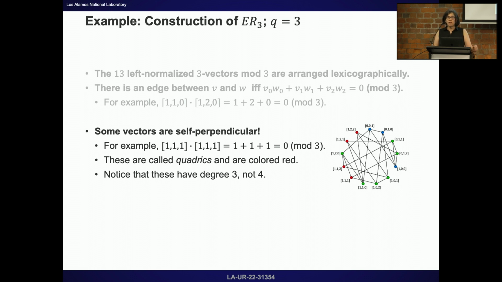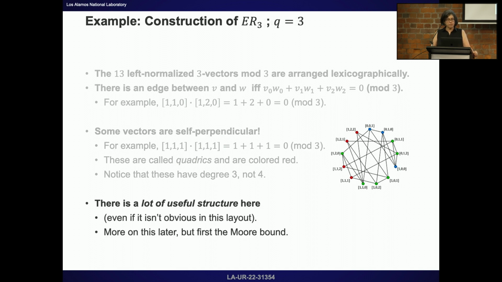And it happens that some vectors are self-perpendicular. That's special. We don't have that in Euclidean space. No vector is perpendicular to itself. But you can see, like, 111 dot 111, you get 0 mod 3. And those vectors have degree 3 and not 4, since we're not counting their little self-loop. And there's a lot of useful structure here, which is great. I'll discuss that a little bit more.